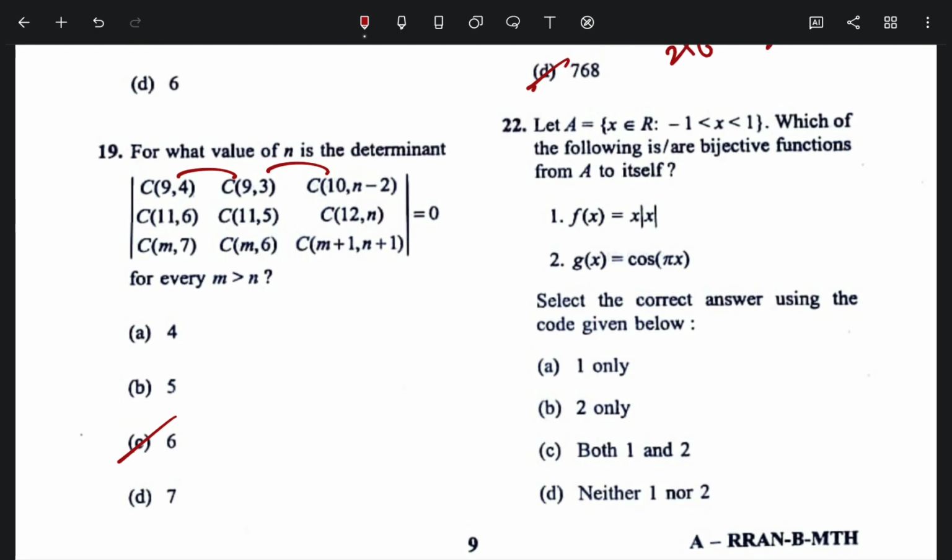This is a very basic property of functions. So 1 only is right, because for this you'll have two values giving you the same value. So cos of minus 0.5x and cos of plus 0.5x will give you the same answer. So in that case, this is not bijective. Only option 1 is bijective.